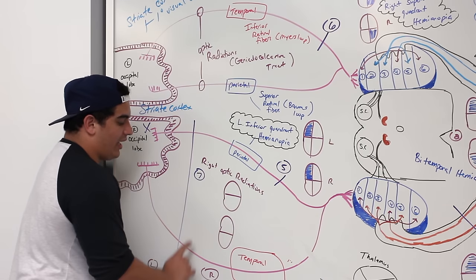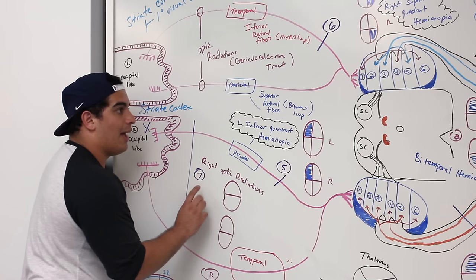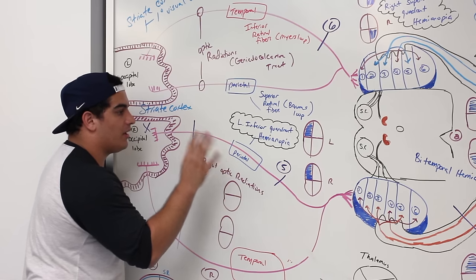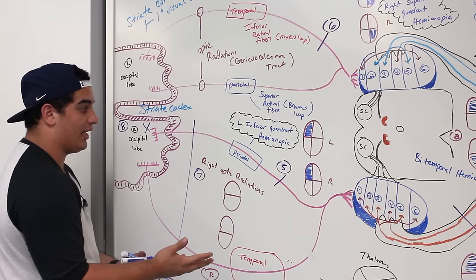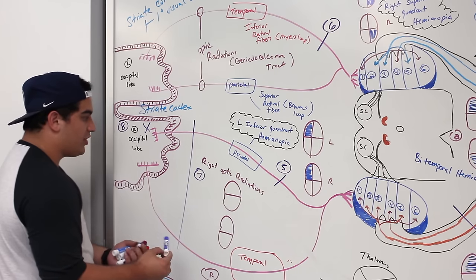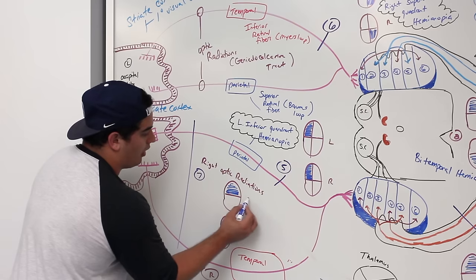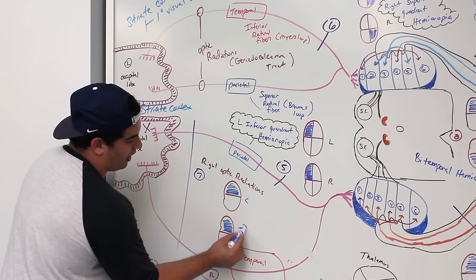If I damage this one and I damage this one, what do I remember? Anything that's on the right side, I'm losing it from the left visual fields. So if I'm losing it from the left visual fields, then what must be happening here? I'm losing it from both the superior and inferior planes. So that means I'm losing all of the information from the left visual field of the left eye and the left visual field of the right eye.